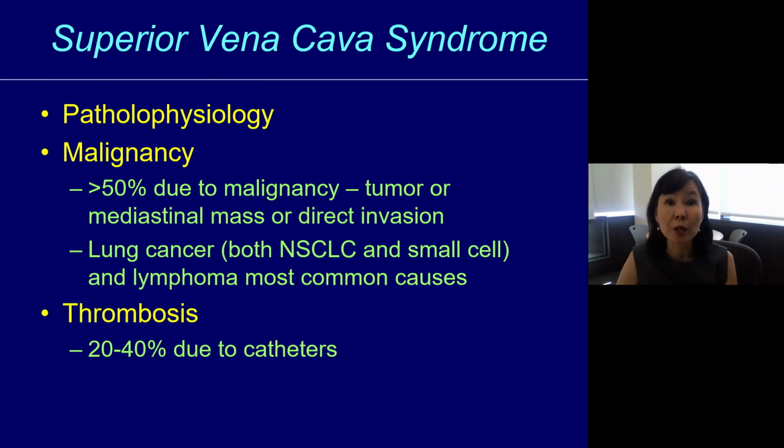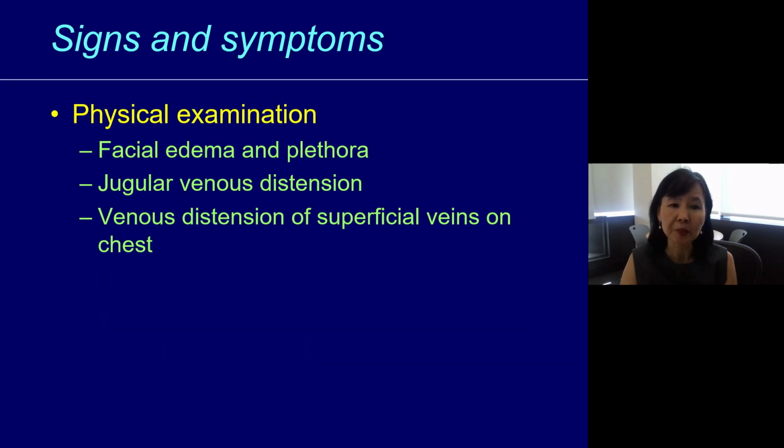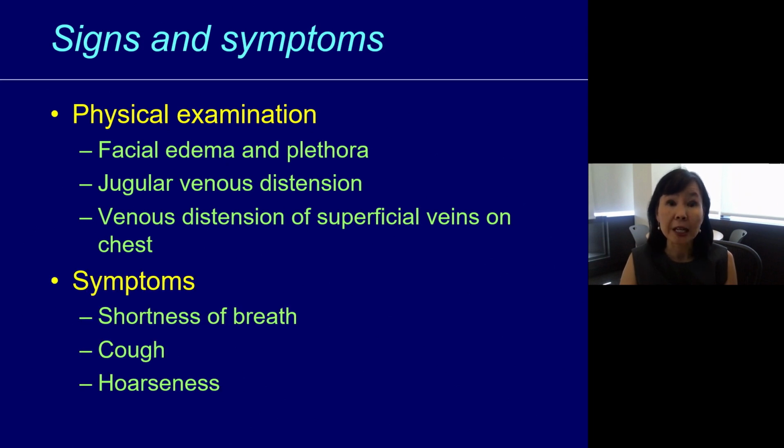However, more recently, with intravenous catheters being used much more than they used to be, thrombosis has become quite a common cause of SVC syndrome. About 20 to 40% of cases in the United States are actually catheter related and not directly related to the malignancy. In terms of physical examination, some of the findings may include facial edema and plethora, jugular venous distension, and venous distension of superficial veins on the chest. In terms of symptoms, shortness of breath, cough, and hoarseness are the most typical ones.